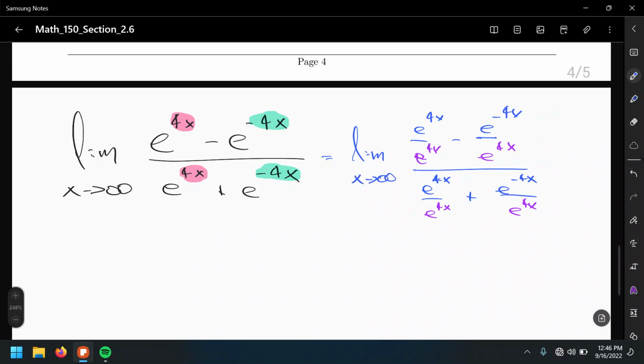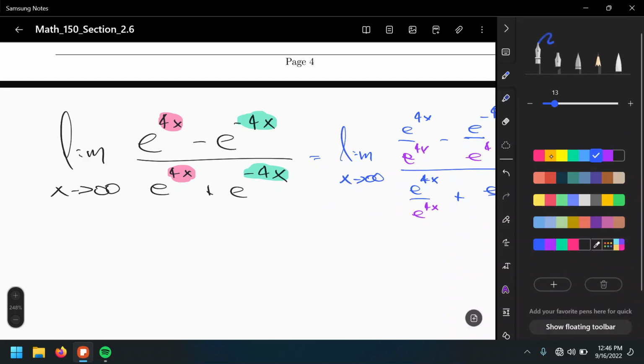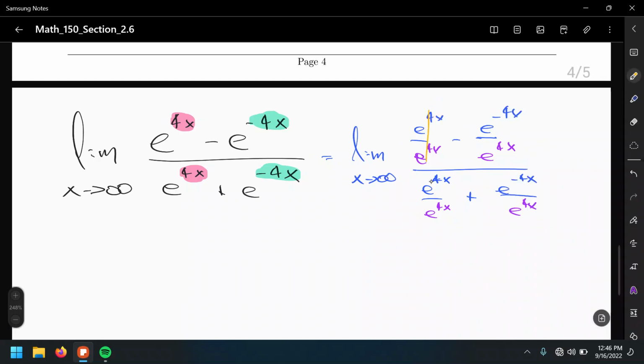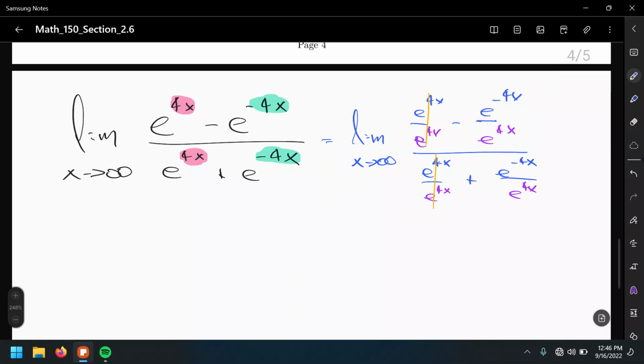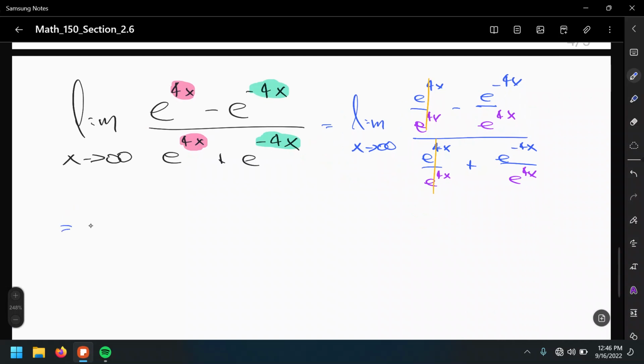Okay, what's going to happen here? Well, number one, we should be able to divide these two out. No big deal, because they're the same factor in numerator and denominator. And careful with simplifying the other exponential ratio. So far we're left with the following: limit of e to the 4x divided by itself, that's 1, minus e to the negative 4x divided by e to the 4x.